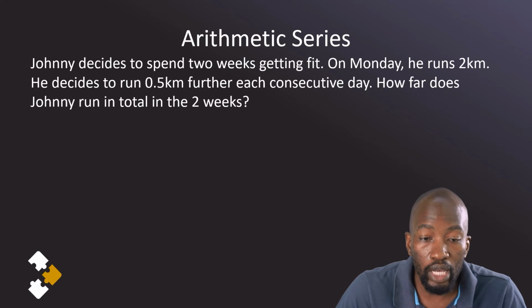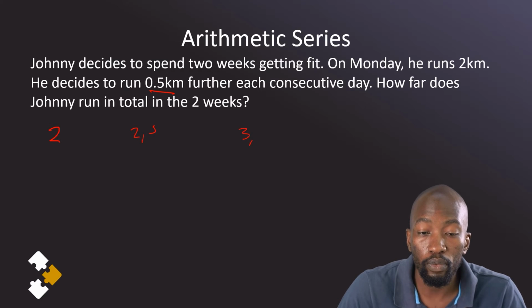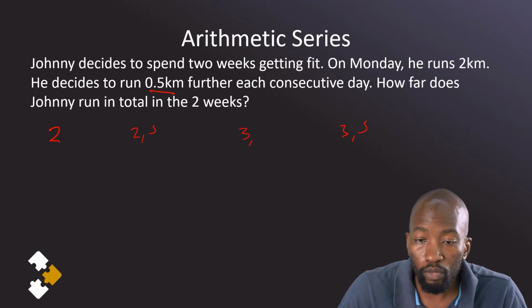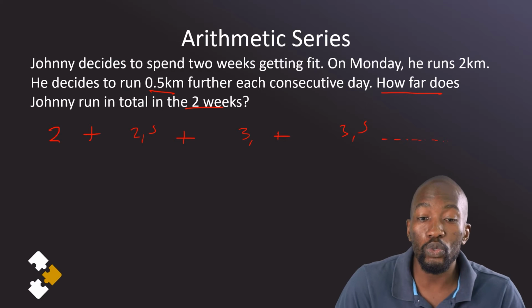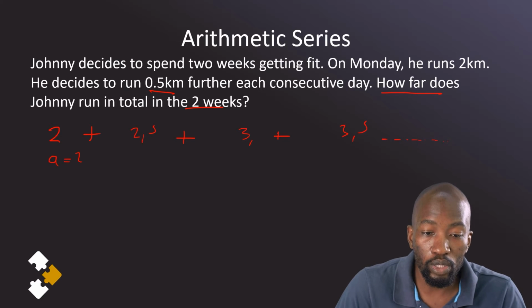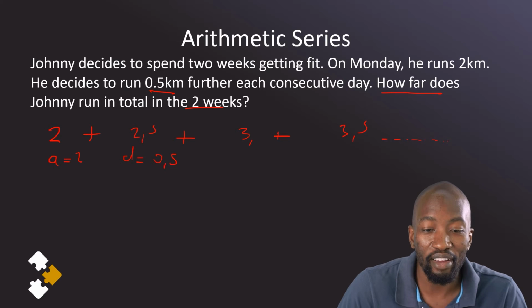Then, let's see. So the first time Johnny ran, he ran 2 kilometers. Then he added 0.5 kilometers, so that was 2.5. The third day, this was 3. The fourth day, this will be 3.5. Now, because they want to see how far he runs in 2 weeks, we need to add these together, right, to 14 days, because 14 days are 2 weeks. So remember, our a is equal to 2. Common difference is equal to, yes, you guessed it right, 0.5.